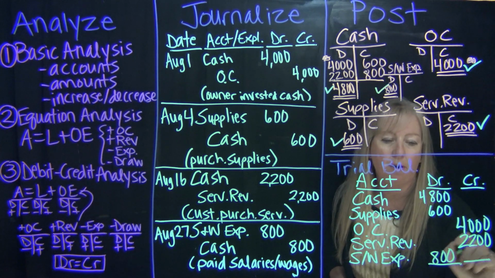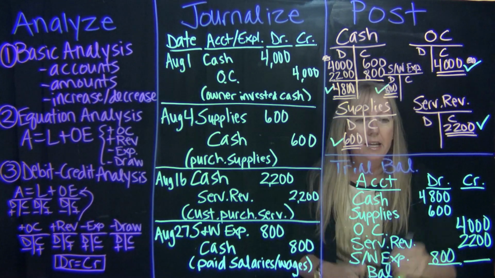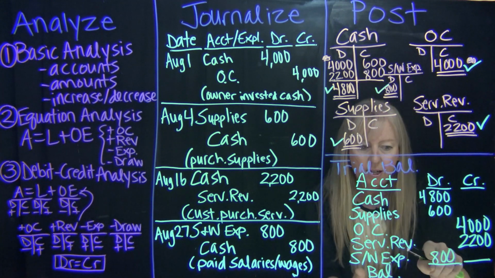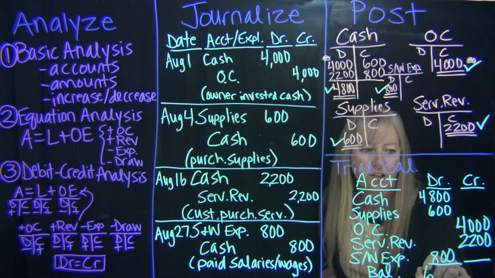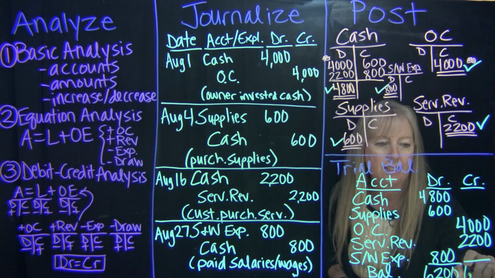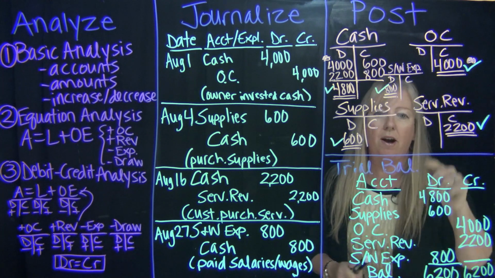And now for the fun part, we're going to balance this out. This will not be labeled, but I'm doing that for your benefit. Get your calculator out, add up all the debits and total them, and total all the credits. You're going to add these up. You're going to get 6,200. Add these up. You're going to get 6,200. And yay, we balance. And that's why we call it the trial balance.